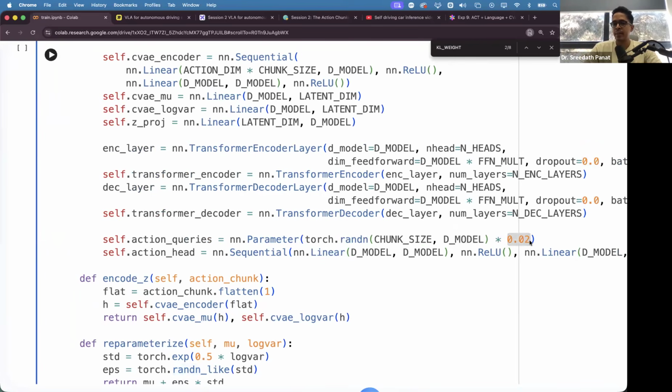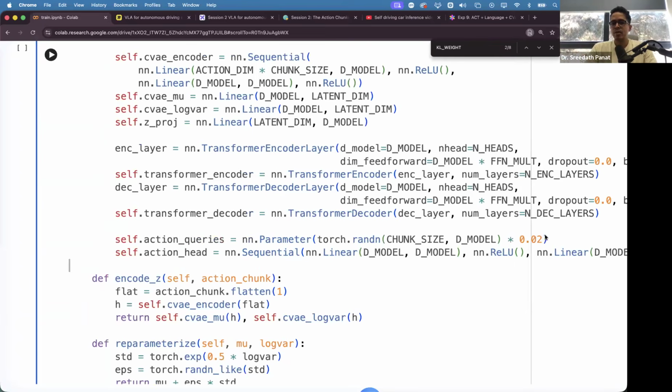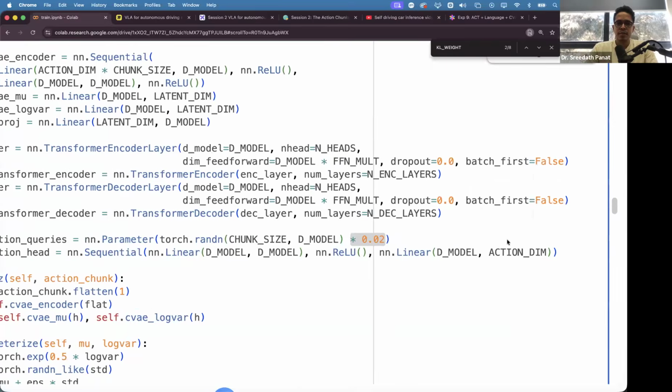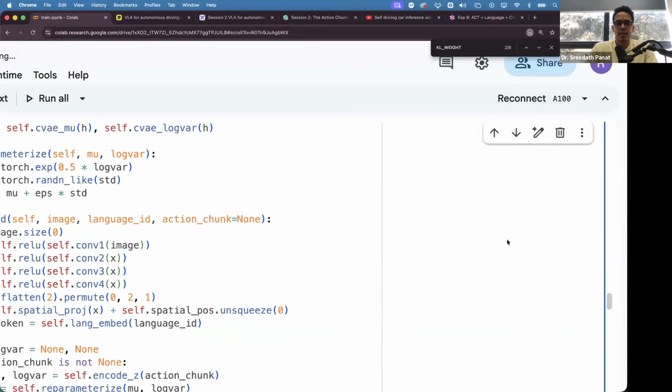I saw that this was helping. I tried without this also, and I think it may work, but I'm not 100% sure. I tried with different numbers. Initially, I started like this only. Then I realized that maybe my action queries are too biased to be large, so adding this is better. But I have not seen this in papers. This is not something which is there in the paper. It's just something which I saw work better. Same thing you will see in one more place.